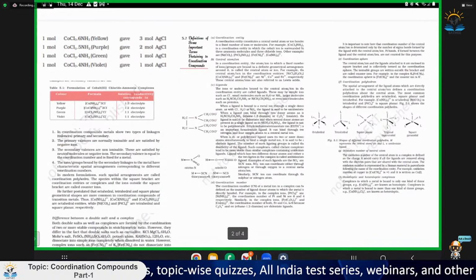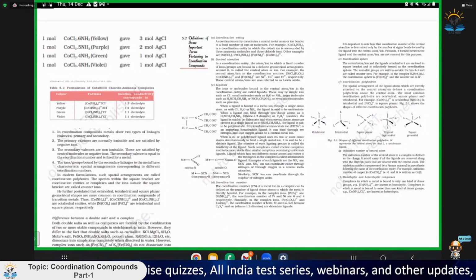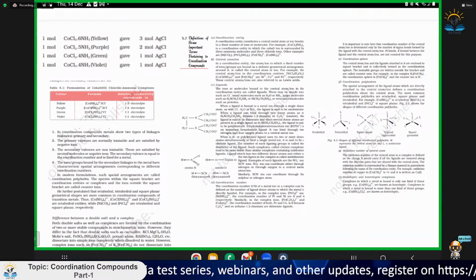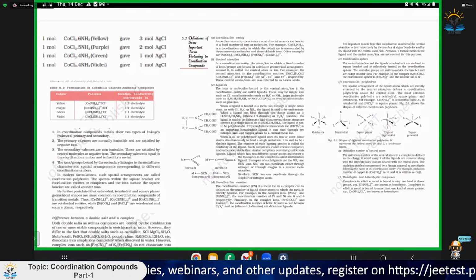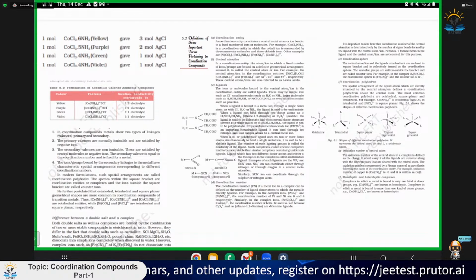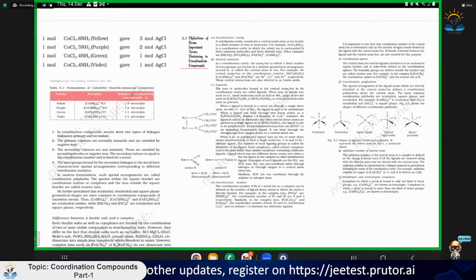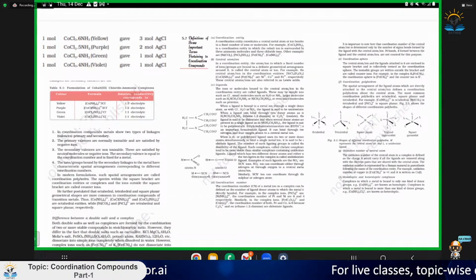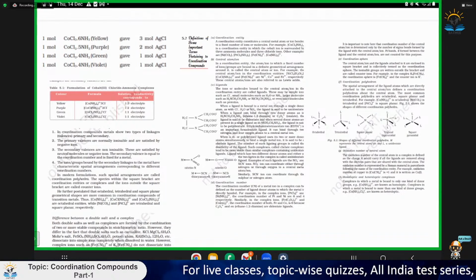First thing, Werner's theory. Werner's theory is the first successful attempt to explain the structure and properties of coordination compounds. Basically, Werner took CoCl3.6NH3 and prepared solutions. He took CoCl3 and added 6 moles of NH3 per 1 mole of CoCl3, and in another beaker 5 moles of NH3 per 1 mole of CoCl3, and so on.